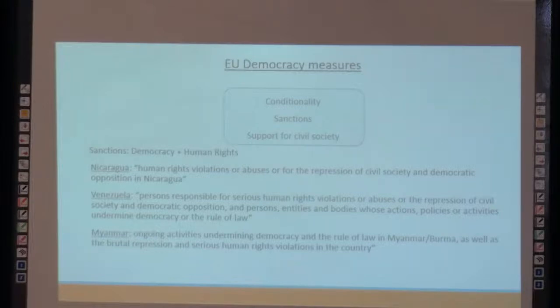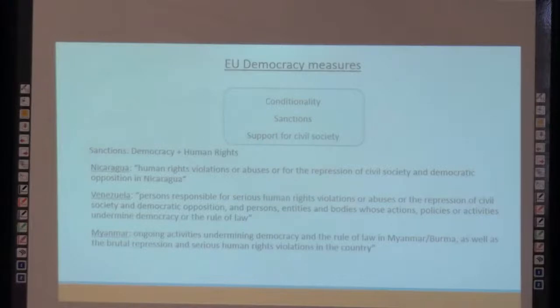In this regard, the recent restrictive measures against Nicaragua have been adopted because of human rights violation or abuses, or for the repression of civil society and democratic opposition in Nicaragua. And in the case of Myanmar, for example, the European Union decided to yet again implement restrictive measures because of the ongoing activities undermining democracy and the rule of law in Myanmar, as well as the brutal repression and serious human rights violations in the country.